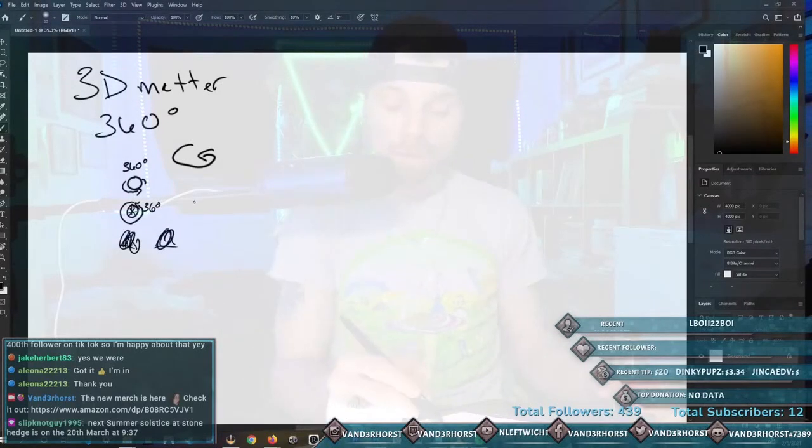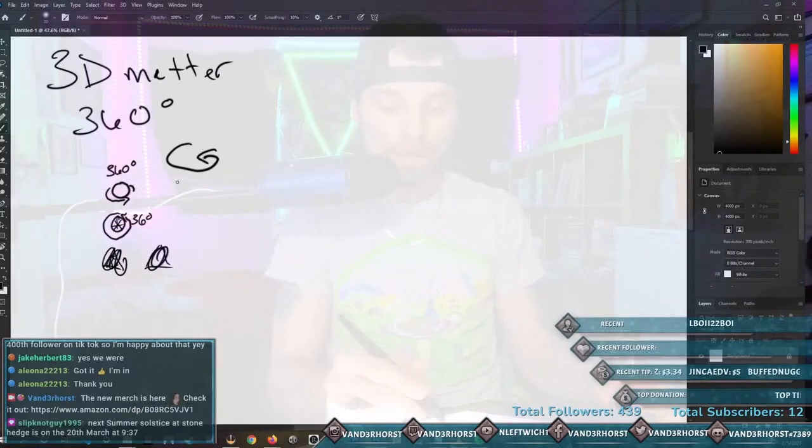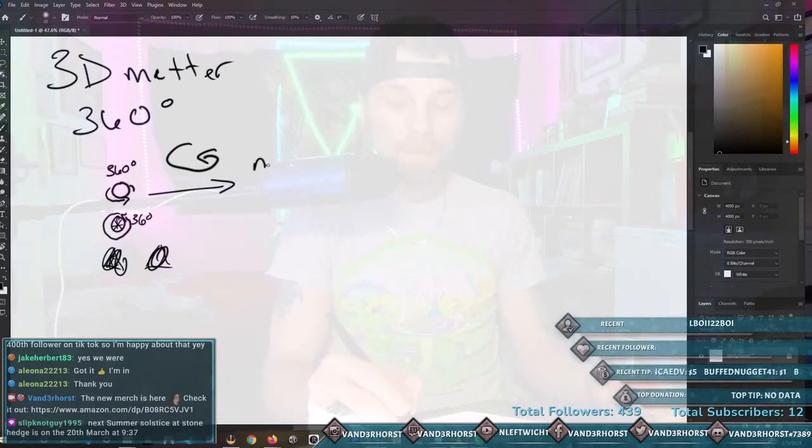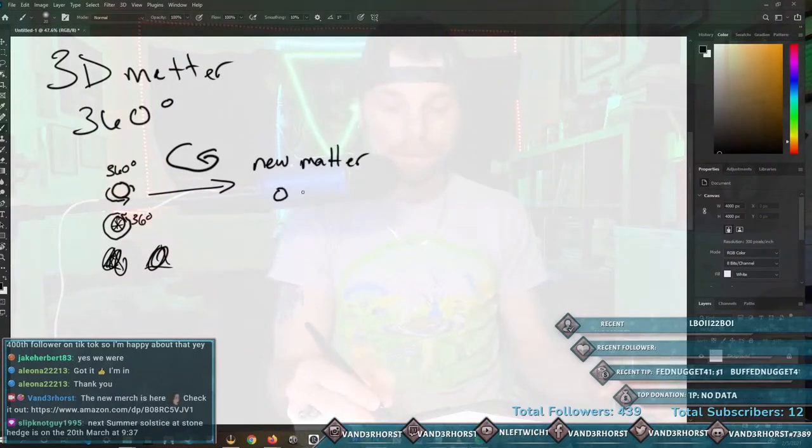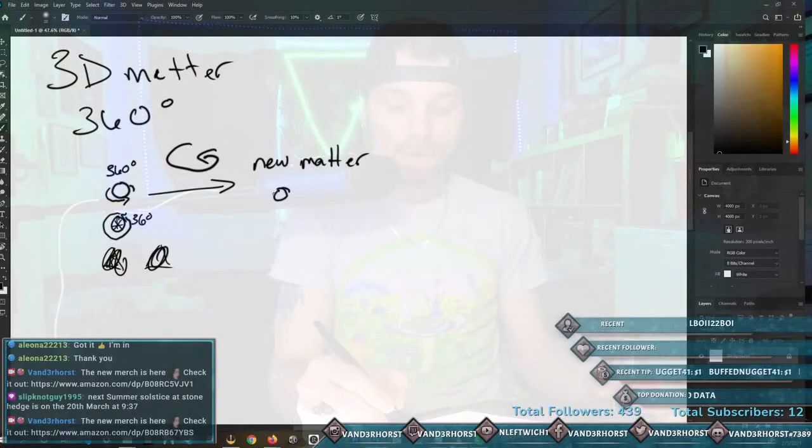But this spinorial matter says that this matter that once took one rotation, there is a new matter that it's the same particle, but it has to do two complete spins around itself. It has to do a 720 degree rotation.